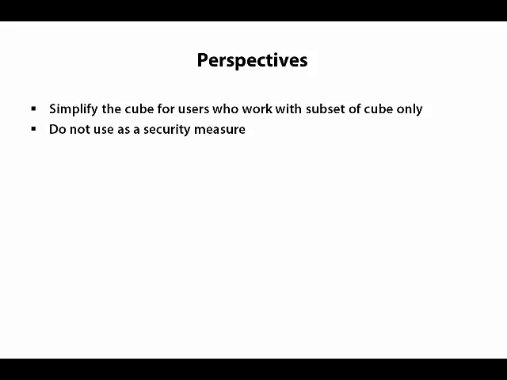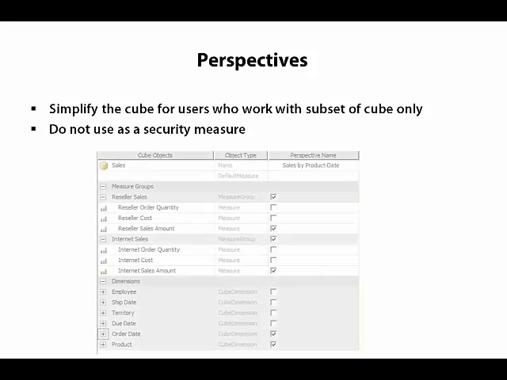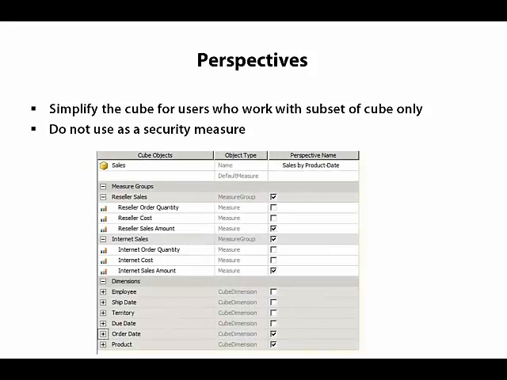When we need to add a new perspective, we go to the Cube Designer and open up the Perspectives tab, where we can add one or more perspectives. We give it a name, and then we select the individual items that we want to include. We can choose which dimensions we want to include in a perspective, and even individual attributes within a given dimension. And we can choose which hierarchies within a dimension to include.